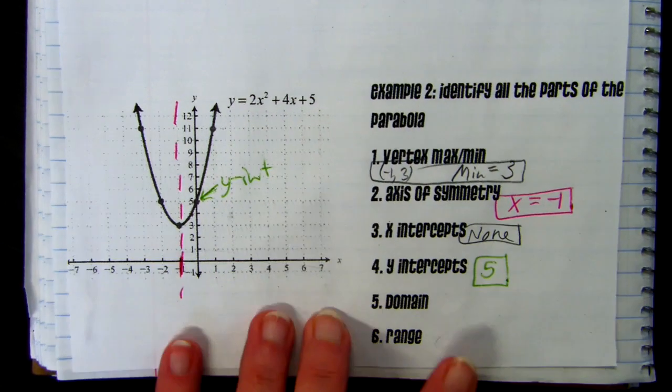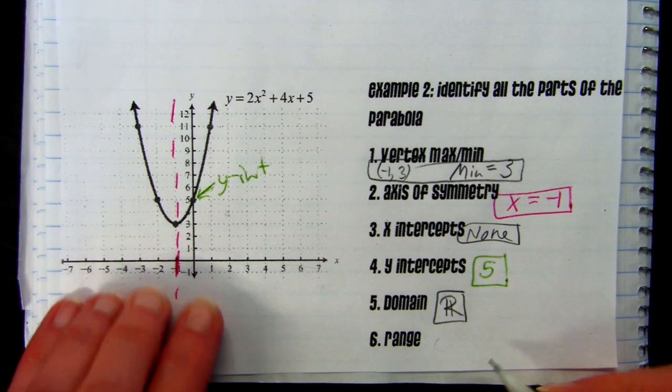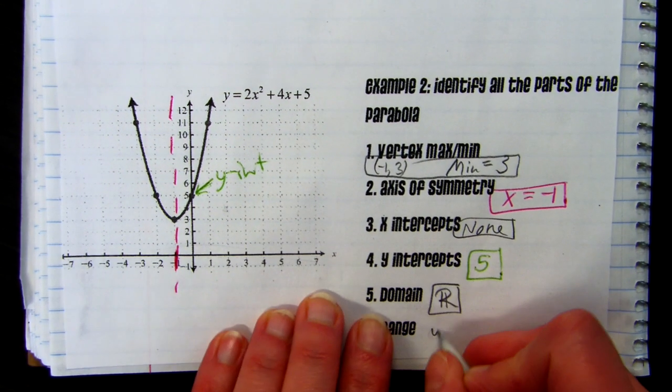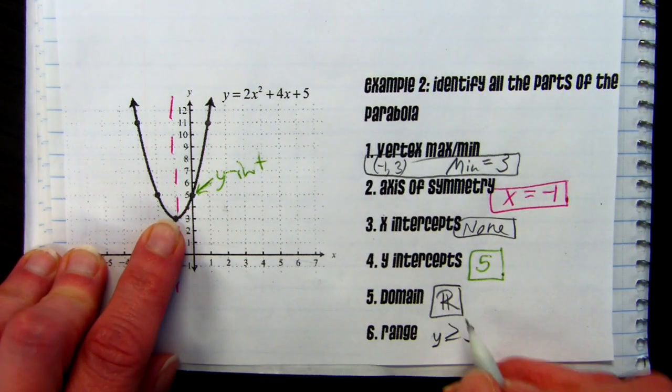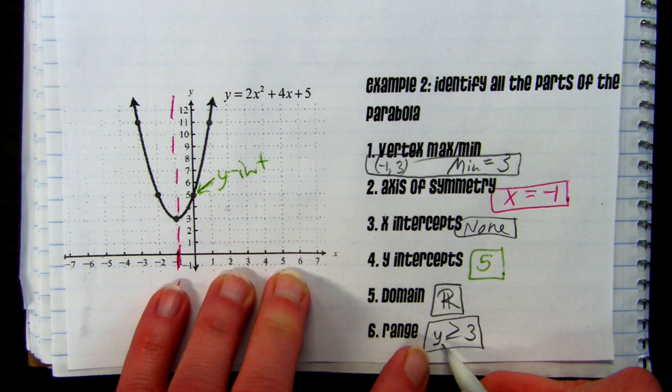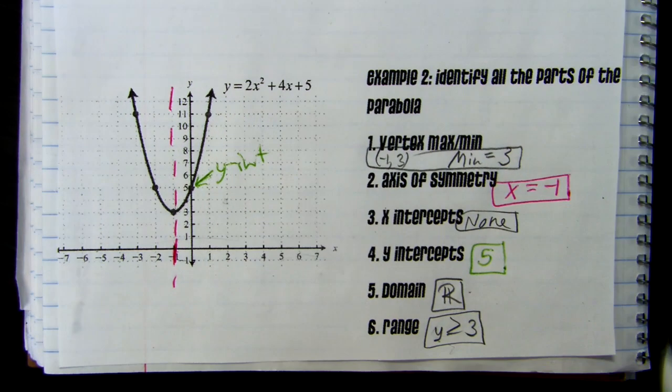Okay, that's my y-intercept. And so we are going to write the domain, all real numbers, and then the range. y is greater than or equal to 3. It starts at 3 and goes up. It's important to say y.